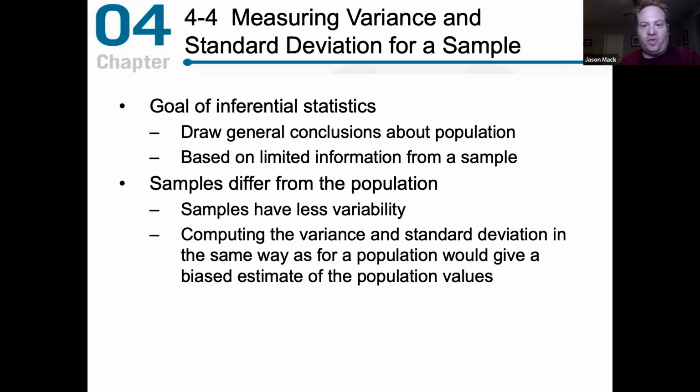So some goals of inferential statistics: draw general conclusions about the population based on limited information from a sample. Samples differ from the population. Samples have less variability. Computing the variance and standard deviation in the same way as for a population would give a biased estimate of the population values.